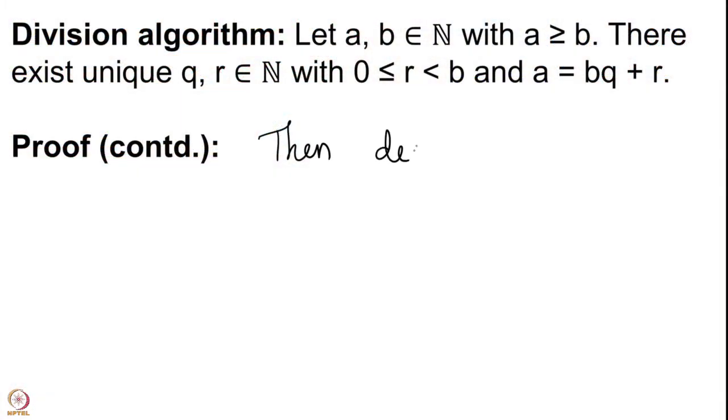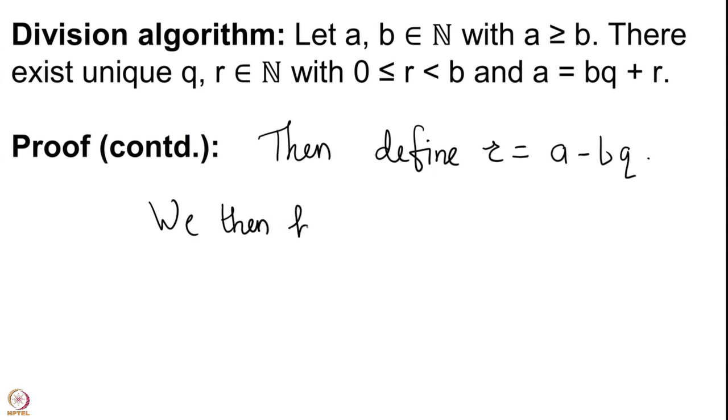Then define R to be A minus B into Q. By our very construction of Q, we see that zero is less than or equal to R, strictly less than B. This is because A was bigger than or equal to BQ but strictly less than Q plus 1 into B. Okay, so we have constructed R, we have constructed Q.